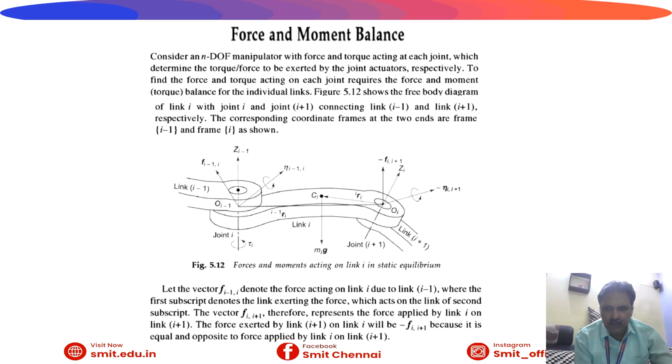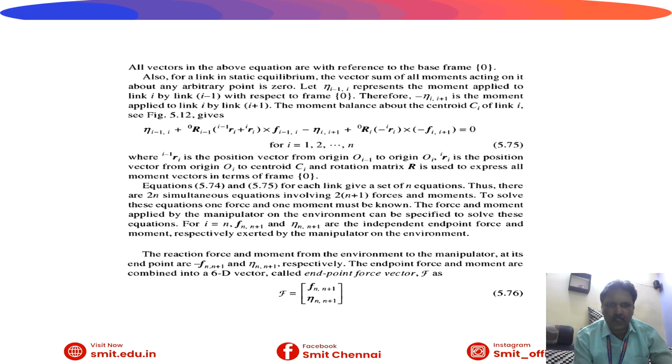If you are turning in one direction, and a person standing on the other side is watching that spanner, it will look like it is moving in the opposite direction. That is also mentioned here. Another important thing: for a link in static equilibrium, the vector sum of all moments acting on an arbitrary point is zero only. For that we have a moment balance to consider.